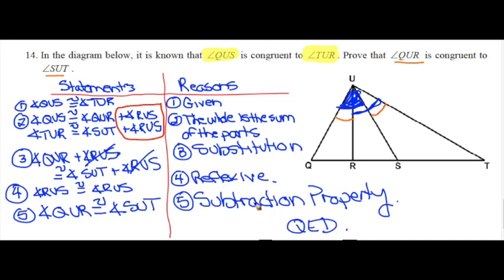I realize some of you would not do the reflexive property, and you probably would be inclined to jump from step 3 to step 5, and I could see why you would do that, and I might accept that as well.